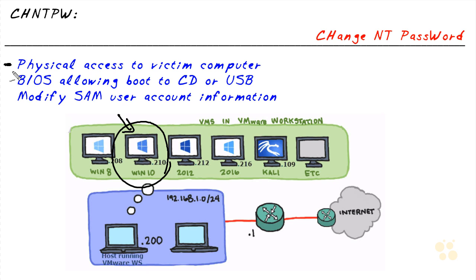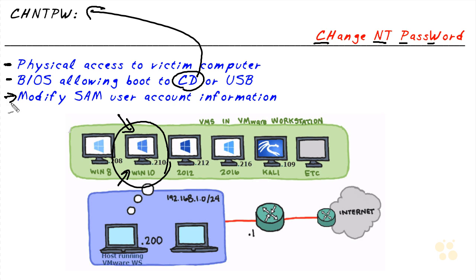So with physical access, the second thing that would need to be in place on this Windows 10 computer is that we need to allow booting from a removable device, such as a thumb drive or a CD-ROM. The attacker is going to bring in a bootable CD, boot up to it, and then run this utility, CHNTPW. It's change NT password, and it's been around a while. Not only does it do NT, it does Windows 7 and Windows 8 and Windows 10.